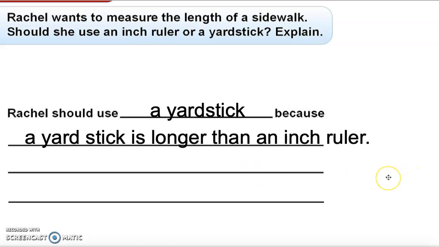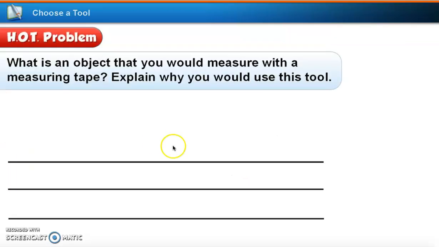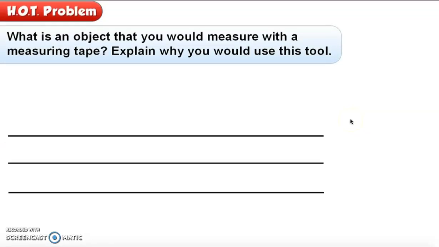And you can even say something like, therefore, with the yardstick you won't need to use as many yardsticks to measure the whole sidewalk. Okay, so you can say something like that. This one says, what is an object that you would measure with a measuring tape? Explain why you would use this tool.